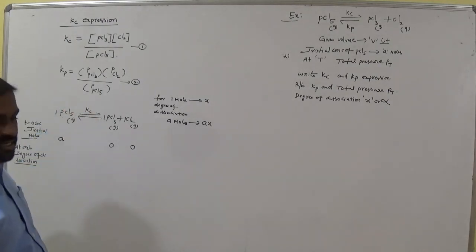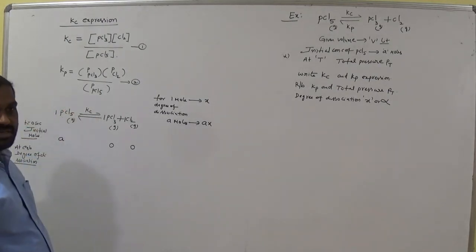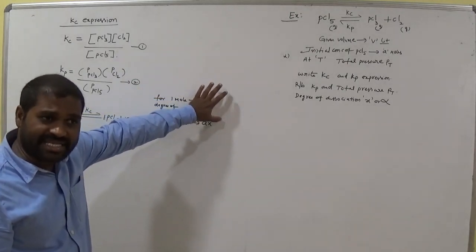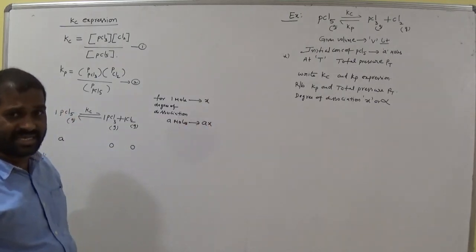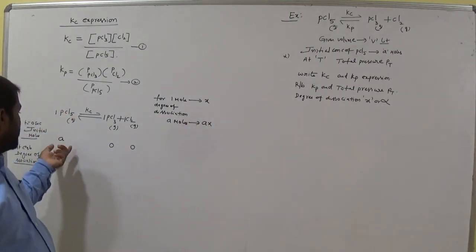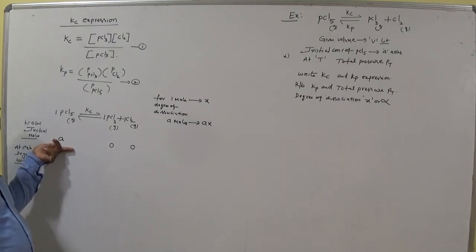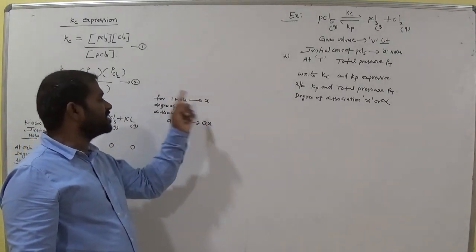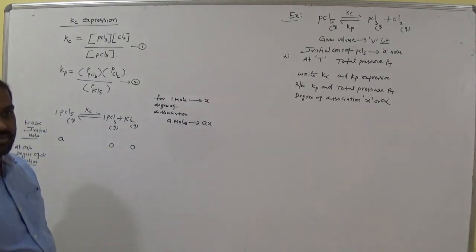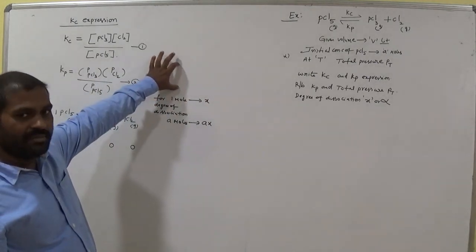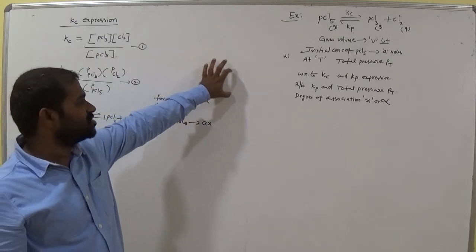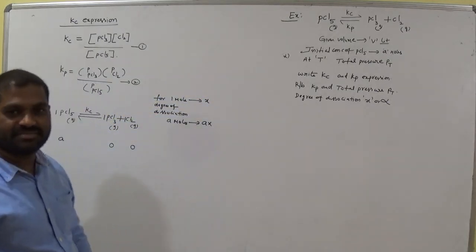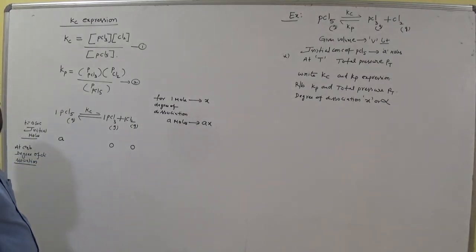According to this expression, here we have 1 mole. For 1 mole, degree of dissociation taken as X, that is alpha equals X. But here we have A moles initially. For A moles, what is the degree of dissociation? A into X. Simple. For one mango, the cost is 2 rupees. For 10 mangoes, how much? 20 rupees. Is it clear?